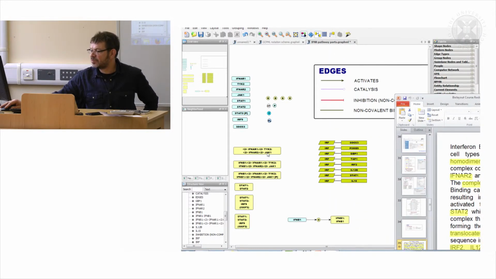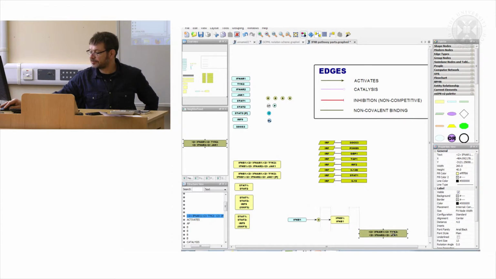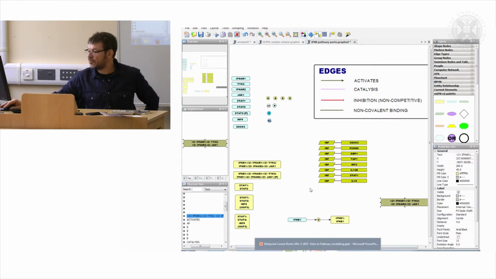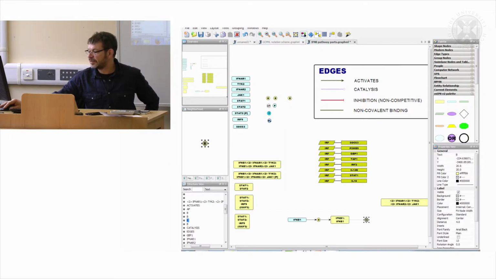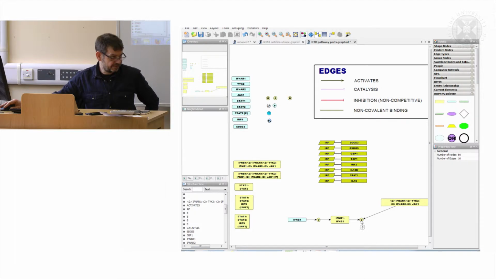So there's the symbol for the receptor. Now that's kind of sat there on the surface, and what we're going to show now is that this binds to that here. So there it is. We draw that there. Those two come together.